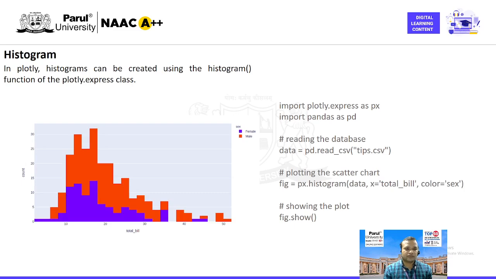Histogram in Plotly: a histogram can be created using the histogram function of the plotly.express class. So you can just see here, it's totally different from the previous one. Okay, so import plotly.express as px, import pandas as pd, then read the database, then plot the chart, fig is equals to px.histogram, then give some parameters here, then show the plot. So we use here the fig.show function.